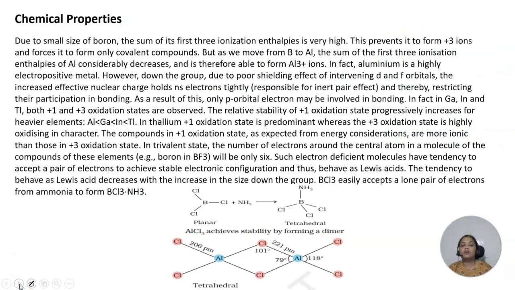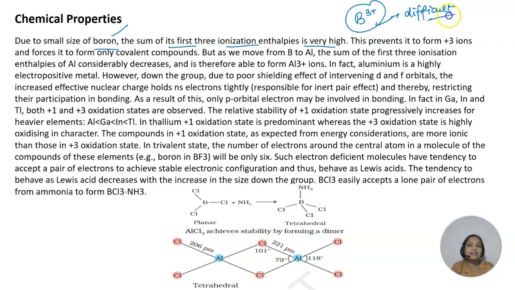Now if I am talking about the chemical properties, obviously the second group element will have a smaller size. So due to the small size of boron, the sum of the first three ionization enthalpies is very high. That is why boron does not form +3 ions. Forming +3 ions is difficult in the case of boron. So it forms only covalent compounds.